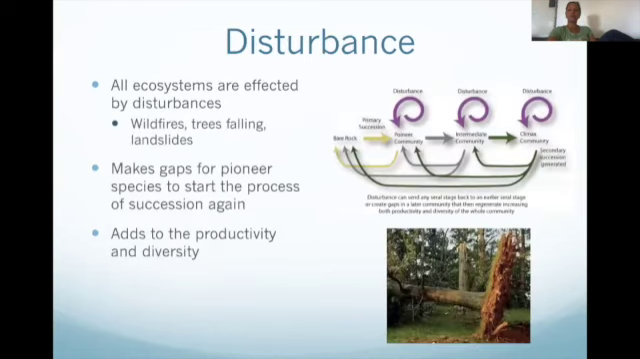There are disturbances within our ecosystems. Think about a tree falling in a forest that now creates this open space of light, and our pioneer species come back and it's a little meadow, and then it slowly matures back into a forest. All of that disturbance adds productivity and diversity to our ecosystem.